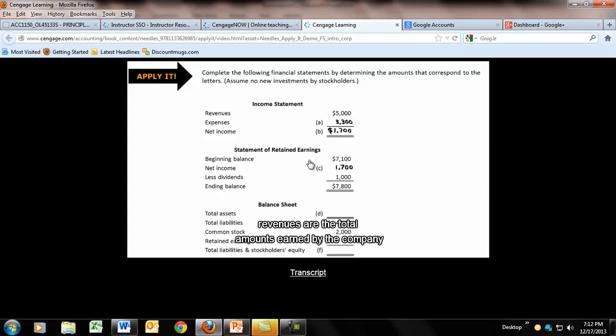Also, it's helpful to keep in mind what each of these values represent. Revenues are the total amounts earned by the company from operations, expenses are the amounts spent in running the business, and net income is the difference between the two.